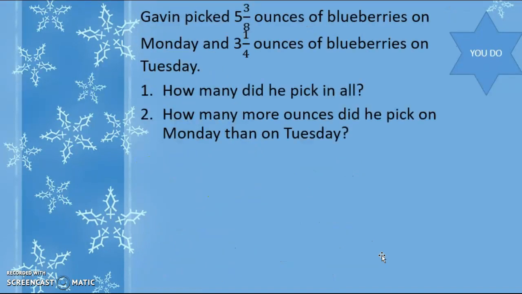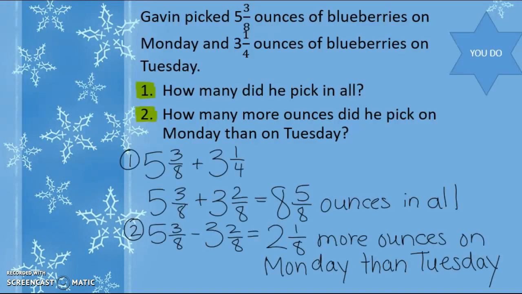Now it is your turn. You will notice that I've given you 2 problems. The first one is an operation and the second one is an operation. Make sure you answer them both. Now's a good time to pause the video. Okay, here are the answers. We have 8 5/8 as the answer to number 1. 8 5/8 ounces in all. And for number 2, we have 2 1/8 more ounces on Monday than Tuesday.